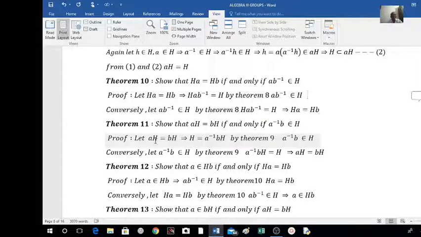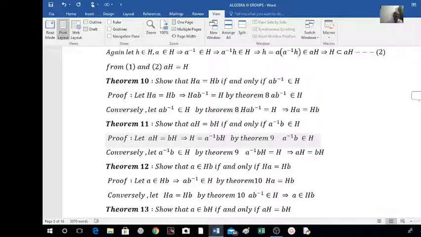This looks like H equal to AH, that is, H is equal to A inverse B into H. If we assume H equals AH, then using theorem 9, A belongs to H. What is A here? A is nothing but A inverse B. So by theorem 9, A inverse B belongs to H.